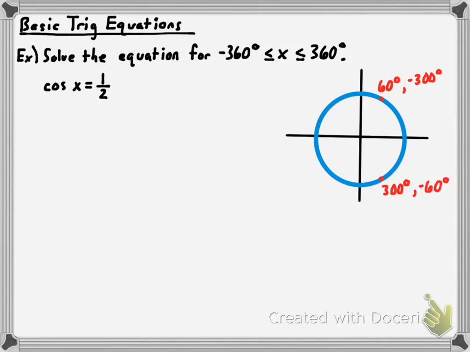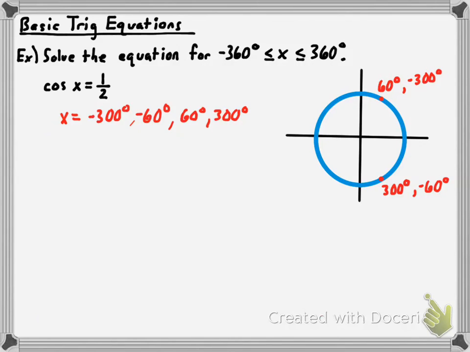All right, so using the unit circle, I was able to figure out that the solutions to this equation for our specified domain were these. We can say that x is equal, now I'm going to list these from least to greatest, you don't have to, but x is equal to negative 300 degrees, negative 60 degrees, positive 60 degrees, and positive 300 degrees.